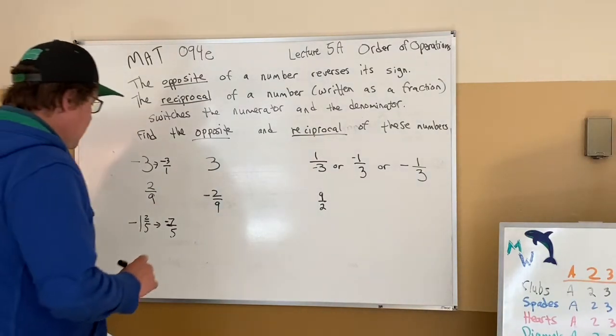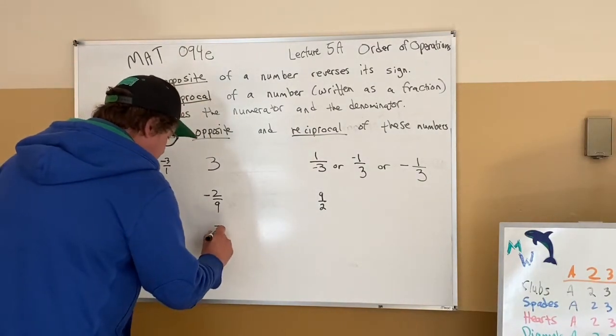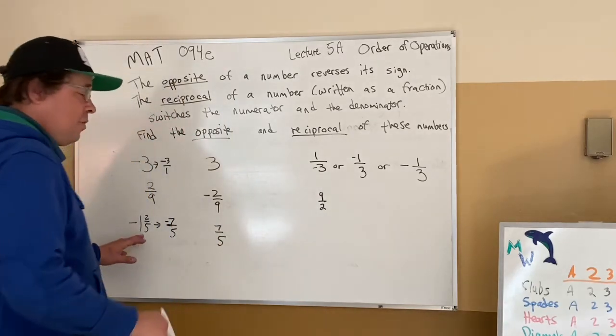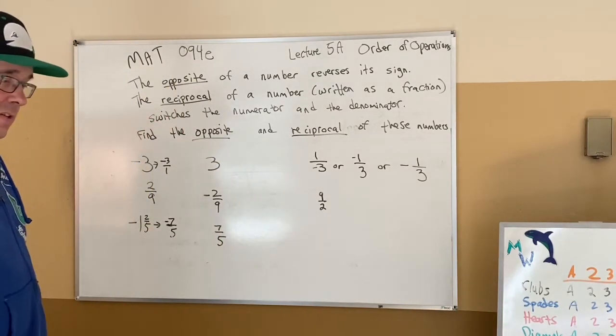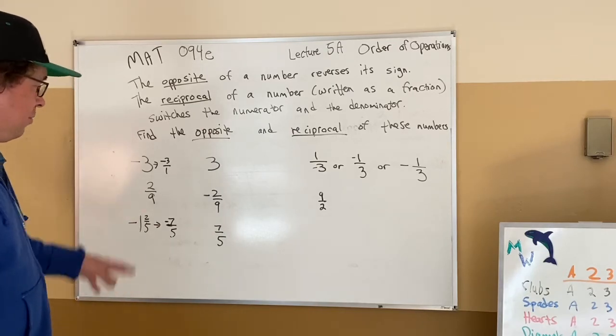When you want the opposite of -7/5, you want to make it +7/5. It could still be +1 2/5, but that's also acceptable. It's definitely become positive, no longer a negative value.